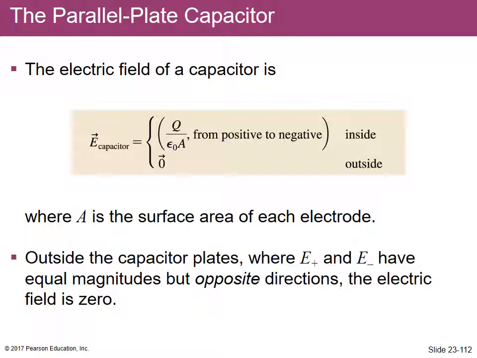The electric field between the plates of a capacitor is the total charge on one plate divided by epsilon naught and the area of the plate. The direction of the field is from the positive to the negative plate. Outside the two plates, the field is identically equal to 0 everywhere.